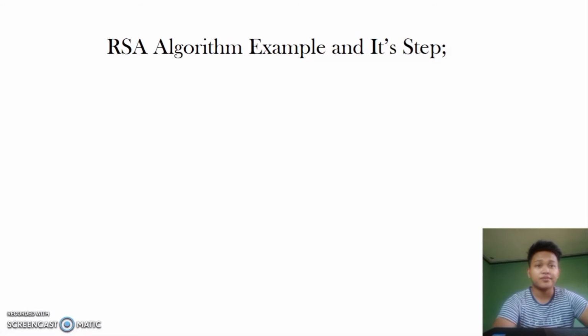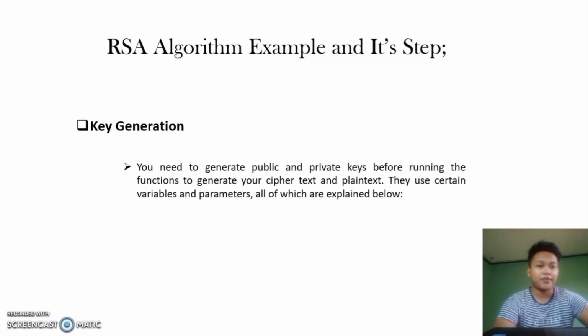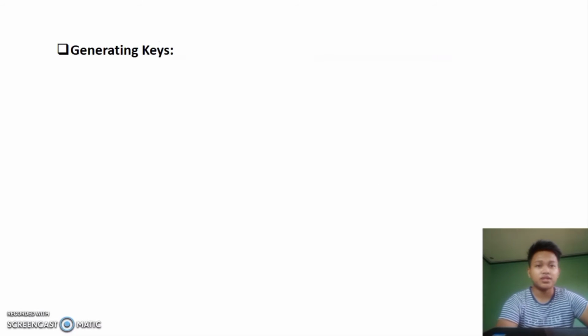RSA algorithm example and each step. The first step is the key generation. You need to generate public and private keys before running the functions to generate your ciphertext and plaintext. They use certain variables and parameters, all of which are explained below. So in generating keys, the first one is to select two prime numbers, which are P and Q.